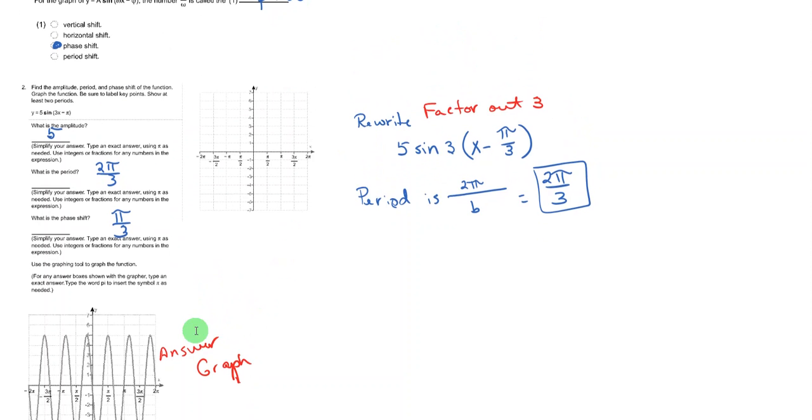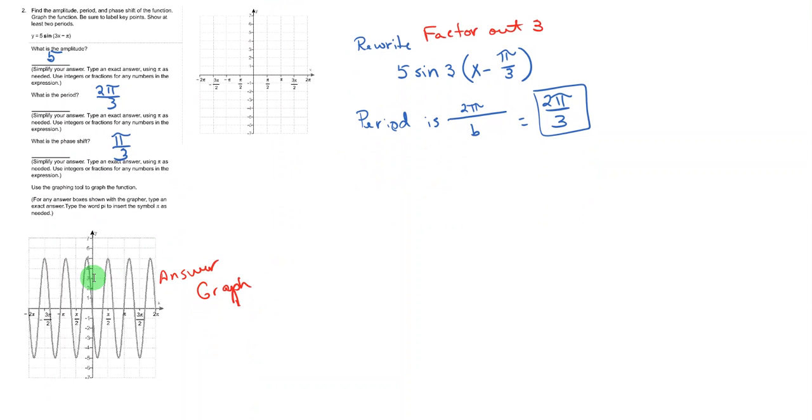So when you go to graph it, you're going to choose the sine icon. You're going to click on the origin, and then you would put in that the amplitude is 5, the period is 2 pi over 3, and the phase shift is pi over 3. And you should get this graph.